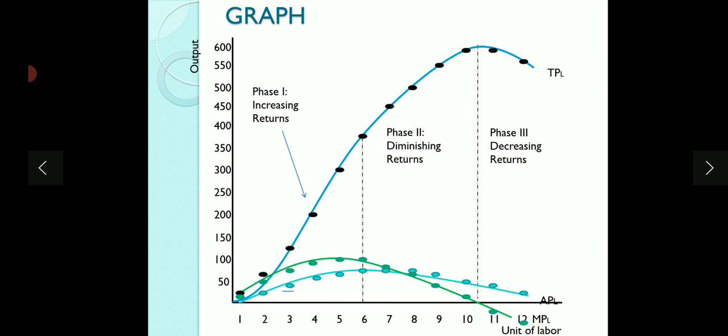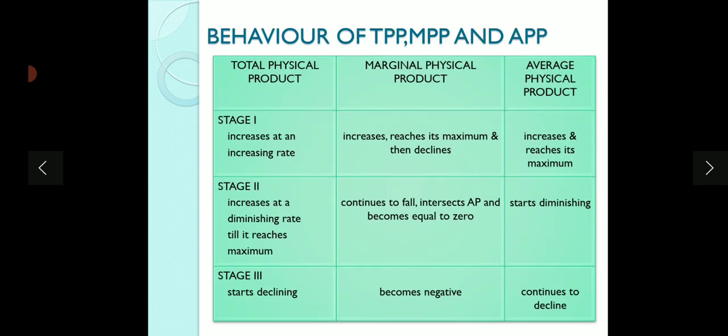The first phase is the increasing returns. When TP increases, MP increases, AP also increases. Second is the diminishing return. TP increases but at a decreasing rate. MP is falling but it is positive. And then we have phase 3 where we have decreasing or negative returns. TP starts falling, MP goes negative. So in this slide, there is the relationship between all the three. This is a very important slide. Keep this slide in mind.